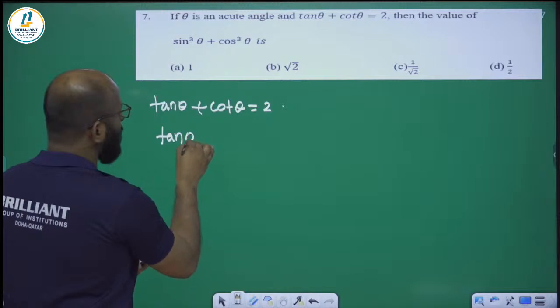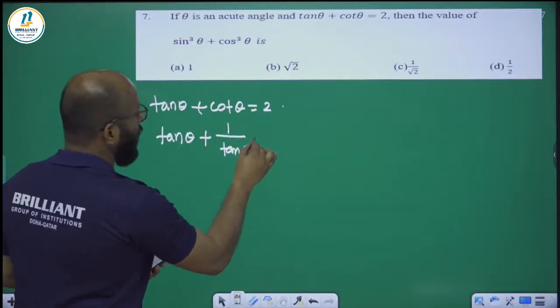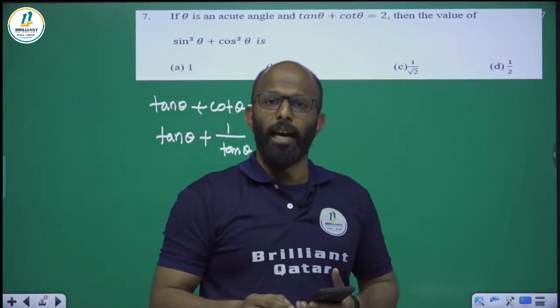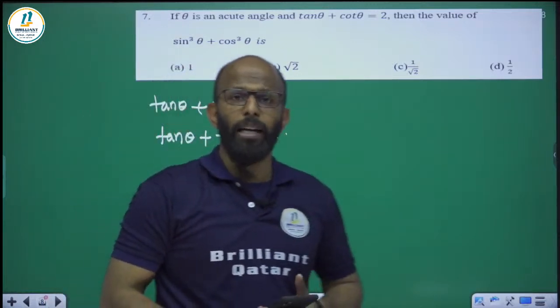Therefore, we can write tan theta plus cot theta as tan theta plus 1 by tan theta, which is equal to 2. Hope all of you understood. Cot theta, we can write as 1 by tan theta. What is the next step?